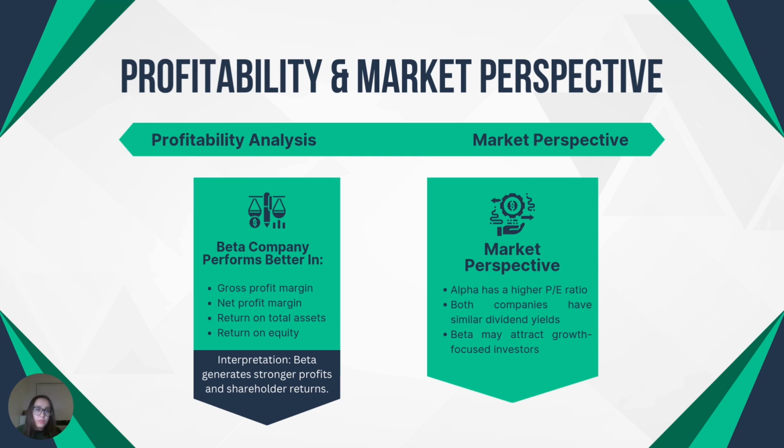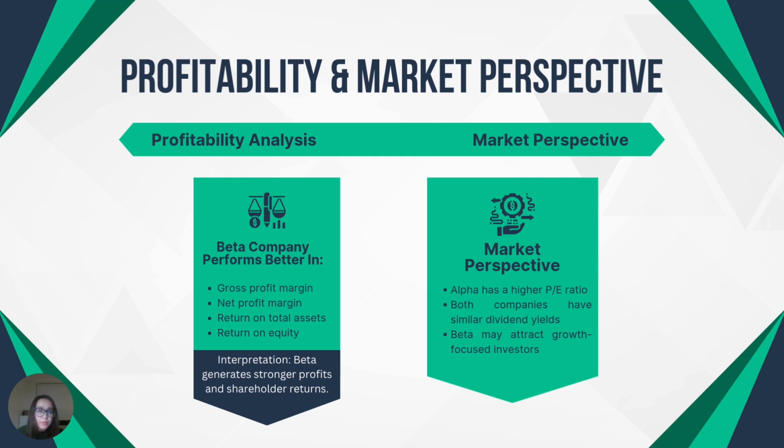And then we talk about the profitability and market perspective. So Beta company performs better in gross profit margin and net profit margin and return on total assets and return on equity. So the interpretation is Beta company generates stronger profits and shareholders' returns.